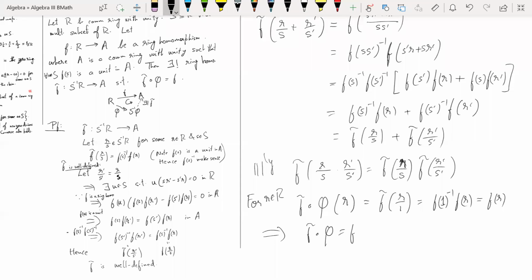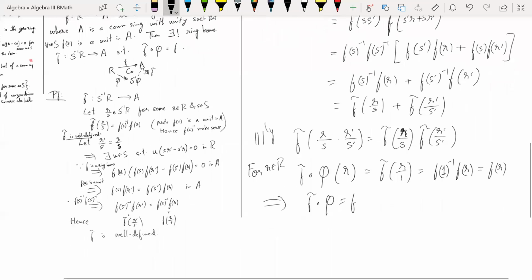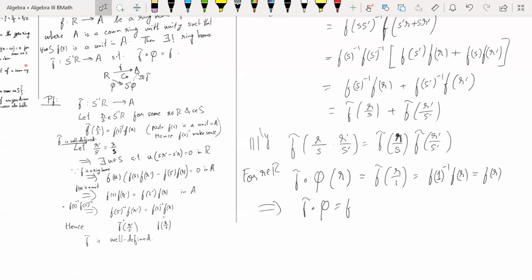Any questions? So that completes the proof, but one more thing we have to check is that f tilde is indeed unique, and that will be all. So finally, f tilde is unique, meaning there is no other map like this, no other ring homomorphism, which will make this diagram commutative.